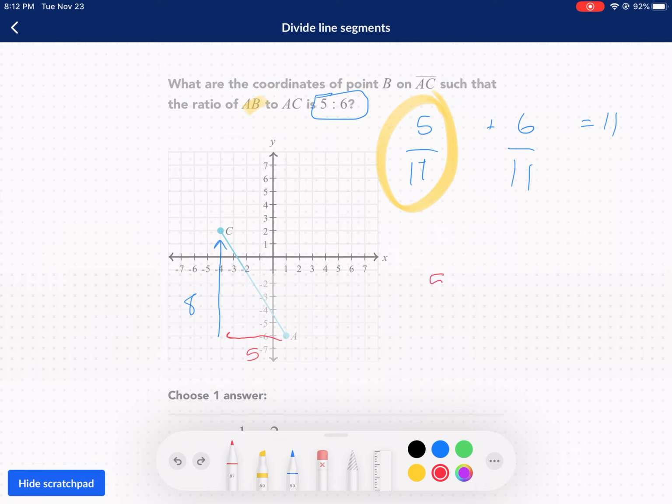So what are we doing? We're multiplying 5 times this 5/11ths. And I should have chosen a different color, 5/11ths.